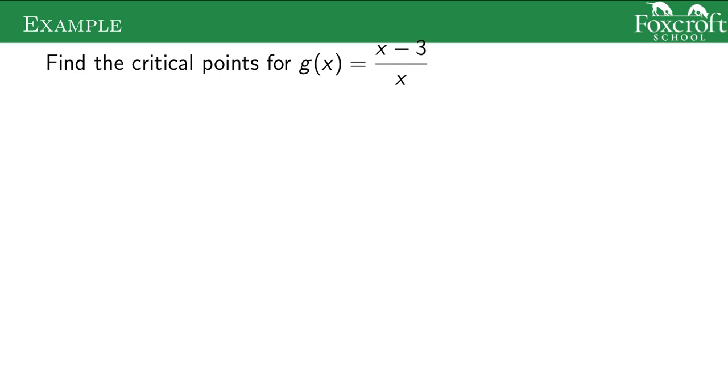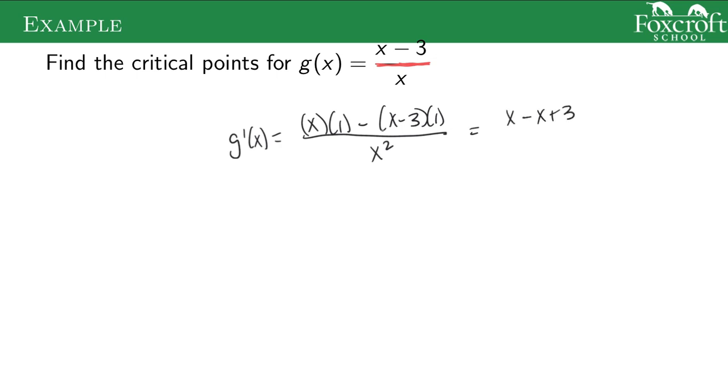All right, so find the critical points for this function. We want to find g prime of x first, because we're going to need it for those two sides of the definition. Find the derivative of this. You see there's this big division bar, so we have to do the quotient rule. Don't forget our derivative rules now that we're using derivatives. We have low d high minus high d low, all over low low. We want to simplify a bit. It's x minus x plus 3 over x squared, which is 3 over x squared.